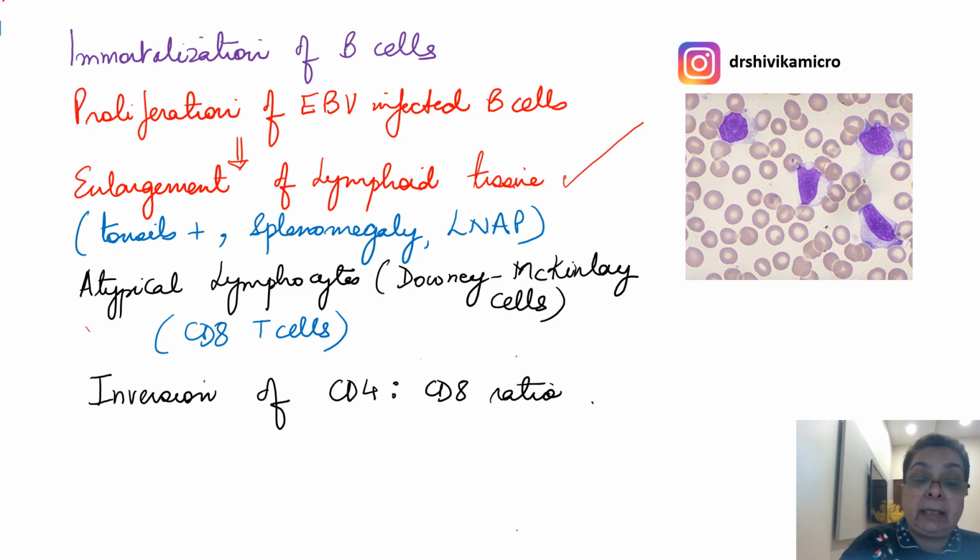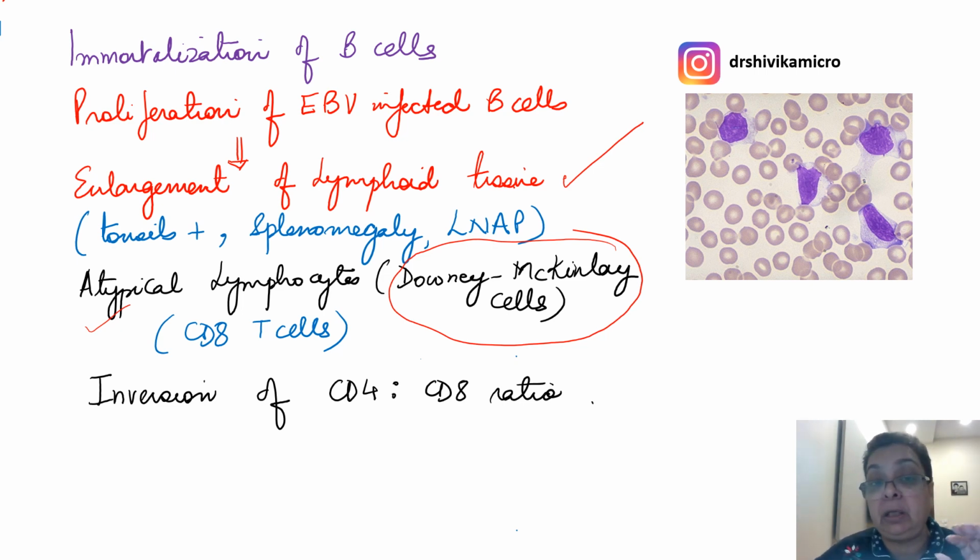And along with the proliferation of the B cells, there is appearance of the atypical lymphocytes in the peripheral blood. What are these? These are not the activated B cells. These are rather the activated cytotoxic T cells. These atypical lymphocytes are also called the Downey McKinley cells. So they are large cells with deeply basophilic cytoplasm, with sometimes kidney-shaped nuclei or fenestrated nuclei seen. Because there is lots of activation of the cytotoxic T cells, there is inversion of the CD4-CD8 ratio.